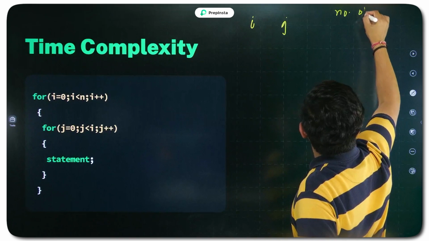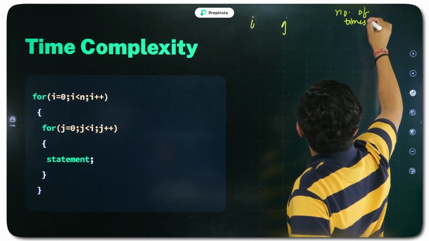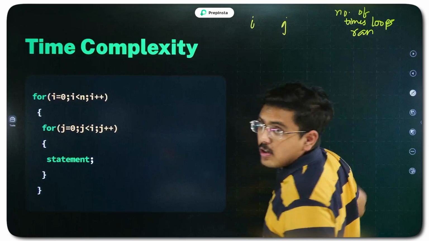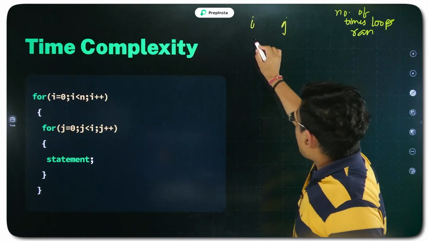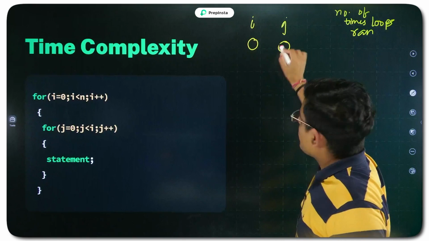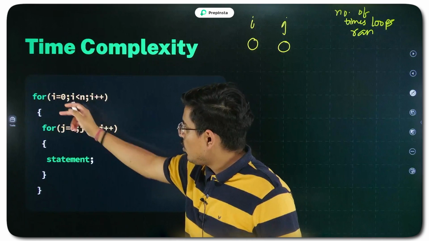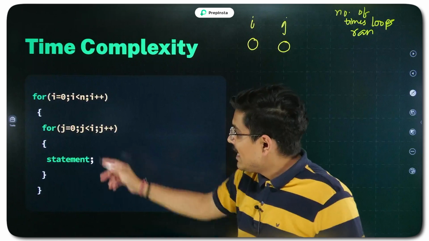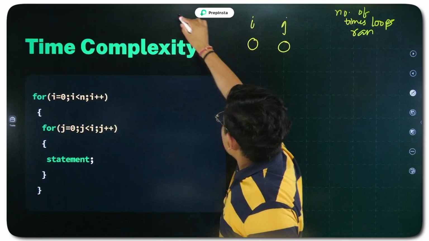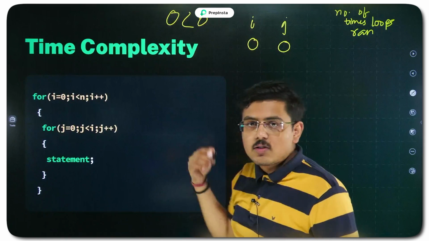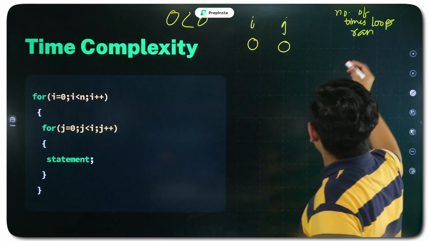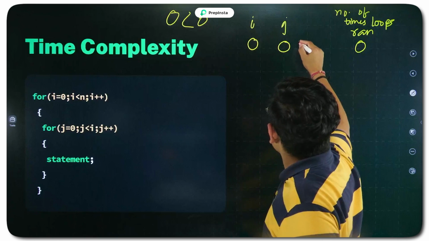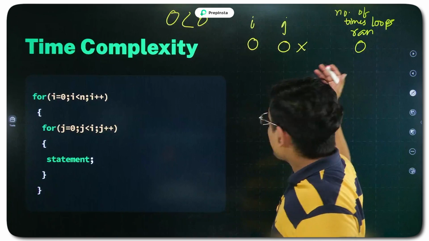Number of times loops ran. Now this would be interesting. I is 0, j is 0. Because I is initially 0, this becomes true, we enter the second condition. J is 0. Is j less than I? Is 0 less than 0? No, it is not. It is false. So the loop will run 0 times. Basically it won't run. Simple सी बात है. The loop won't run. So it will run for 0 times.